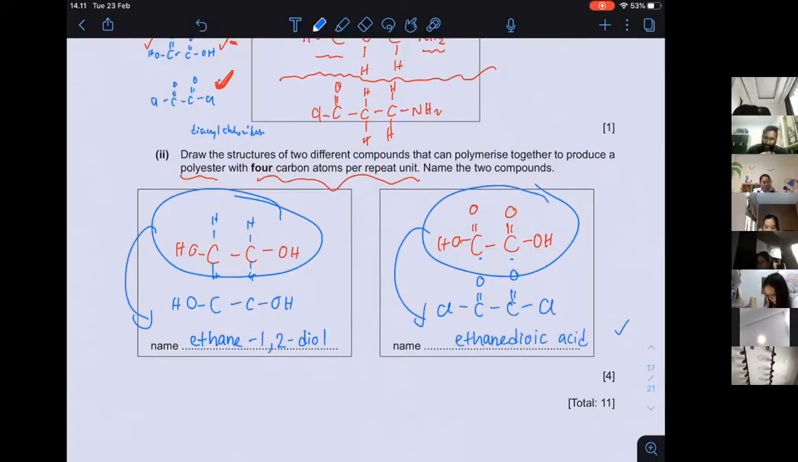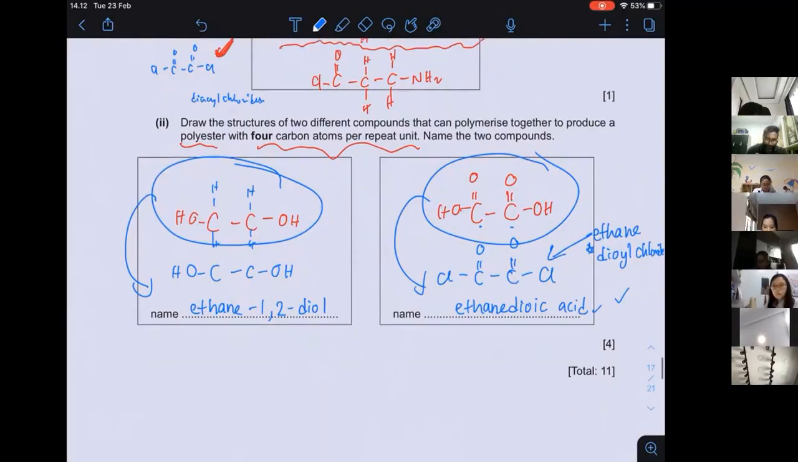If I choose this one, what is going to be the name? This one is going to be ethanedioyl chloride. That's why it's a bit difficult. I think it's better to use ethanedioic acid. It is inside your textbook also.